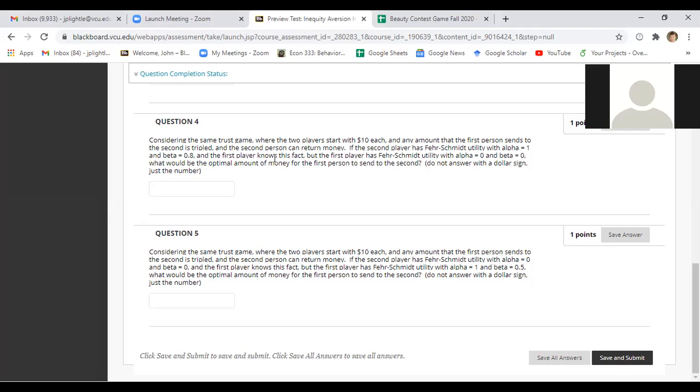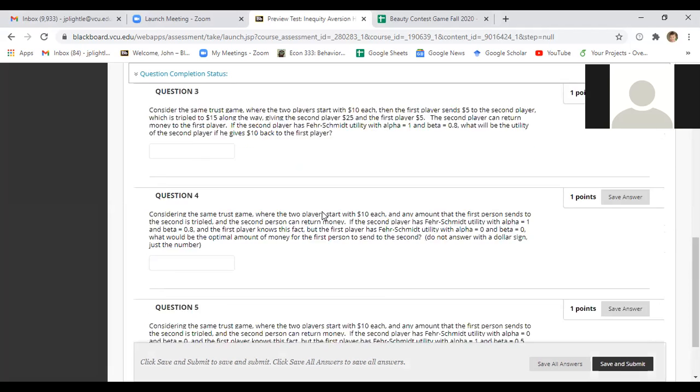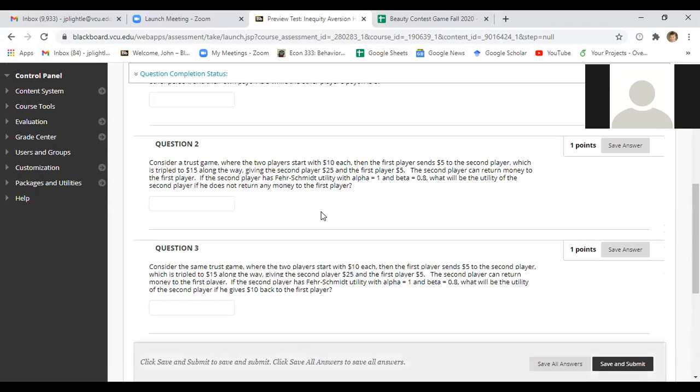You can set, what is the optimal amount of money to send? You can send as much as 10 and as little as 0. You could send anything in between. To answer this question, you should think about how will the second player respond? And perhaps you realize that, I've primed you to think about that based on questions 2 and 3. You look at question 2 and 3, you can kind of see, well, man, what's player 2 going to do?